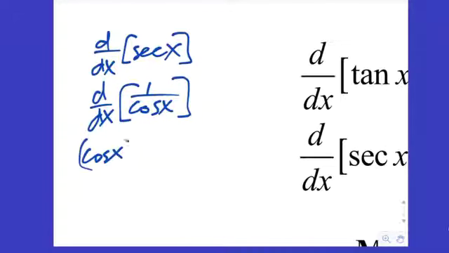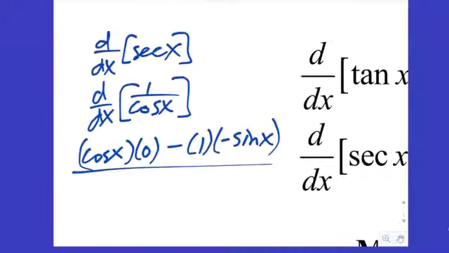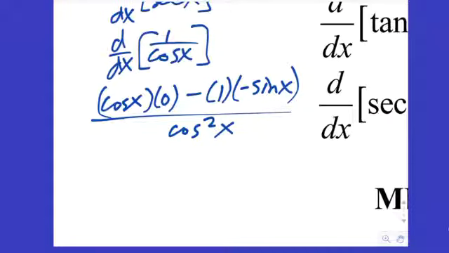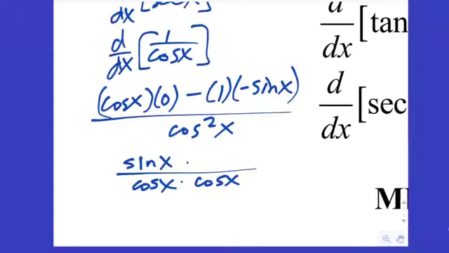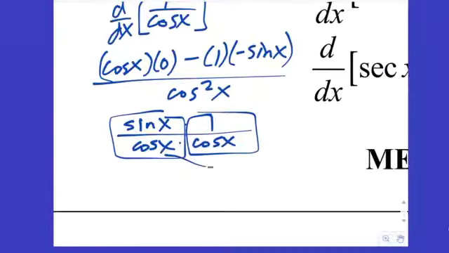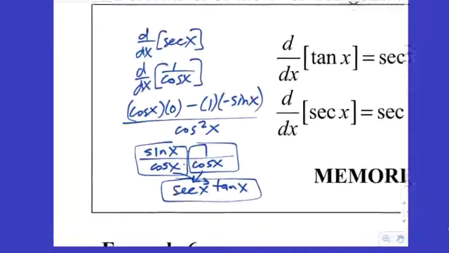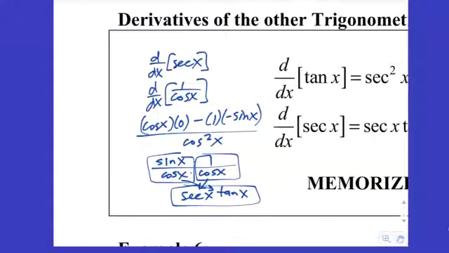Ho d-hi is 0, minus hi d-ho is negative sine, all over ho-ho, which is cosine squared. Now if you simplify that, you're going to end up with sine of x on the top, all over cosine squared. If you group one cosine there and another cosine here with maybe a 1, now you can associate these factors together. Sine over cosine is tangent of x. 1 over cosine is secant of x. So there it is. The derivative of secant is secant times tangent.